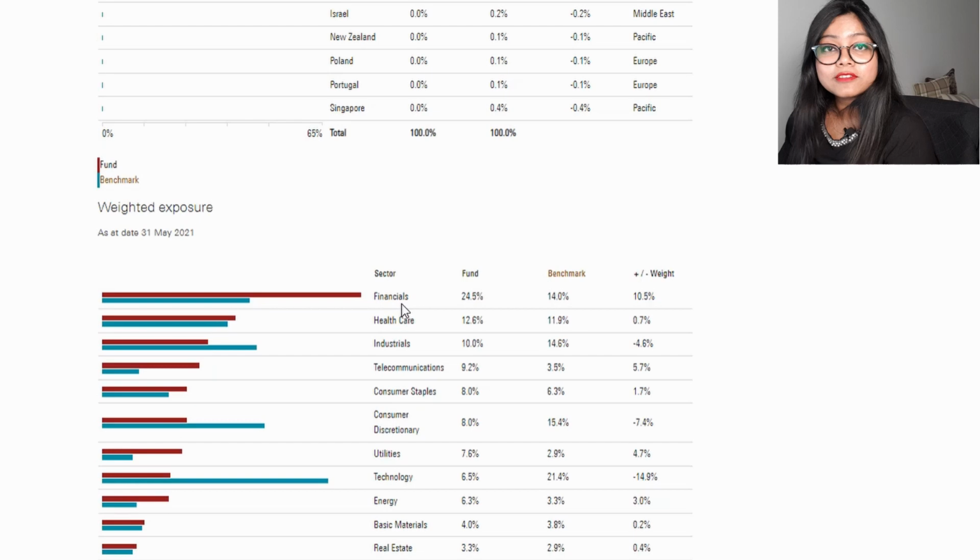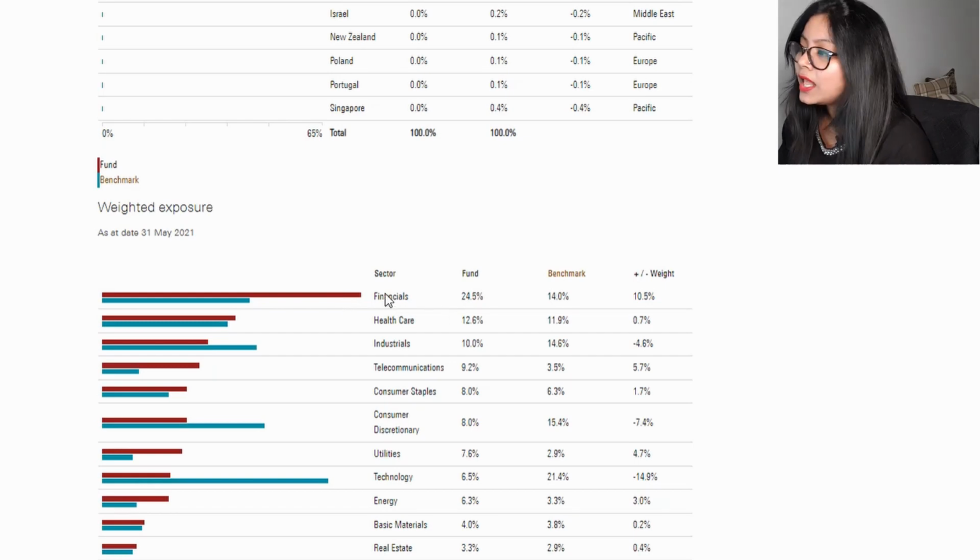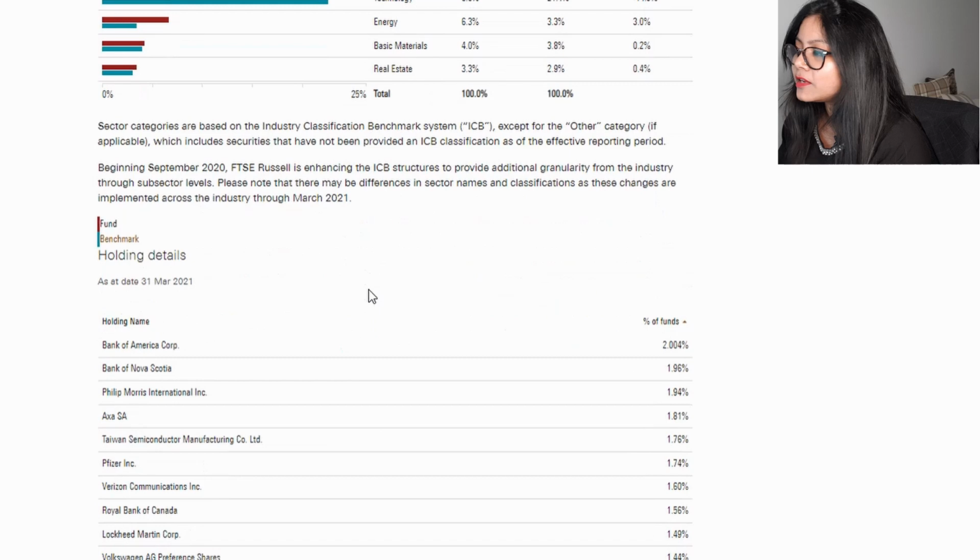But if you think financials are going to do well, which might be the case because interest rates are rising, well, interest rates will be increasing in the future, and with higher interest rates, financials tend to do well. So if this fund is heavily in financials, you can expect the fund to do well against the benchmark.